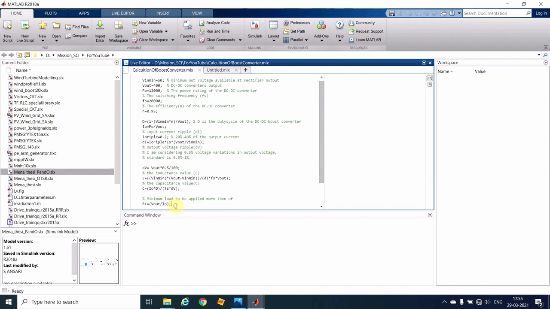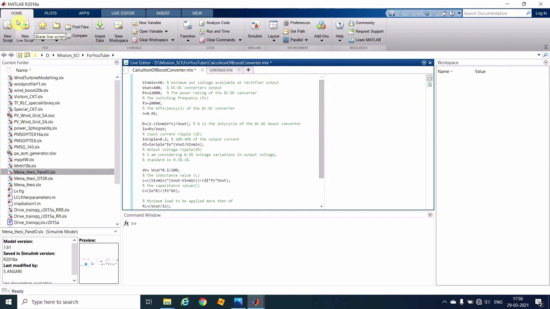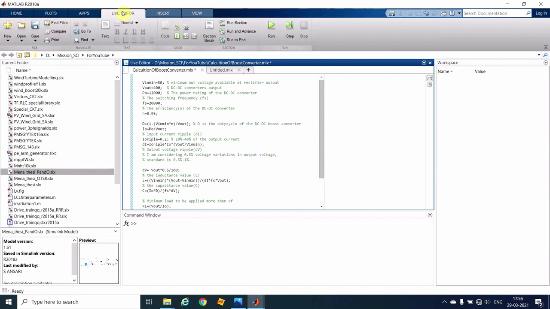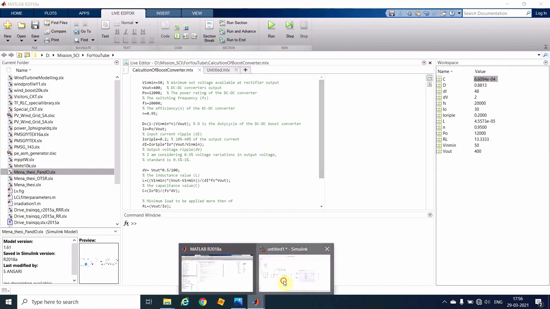So just in one click all the calculations will be over, because of that reason I use this. I will click and just see it. What is the value of the capacitor? That is 6.6094 e power minus 4. So I will copy this one and paste here.